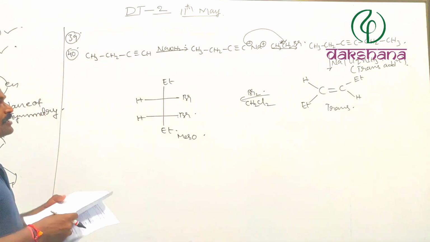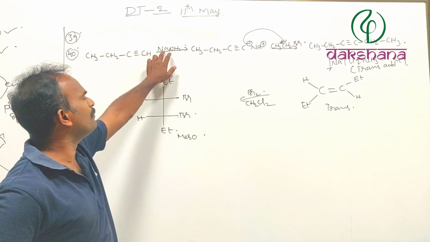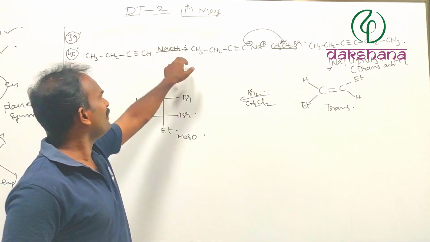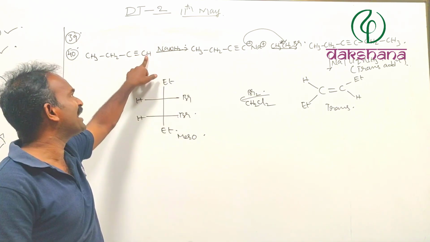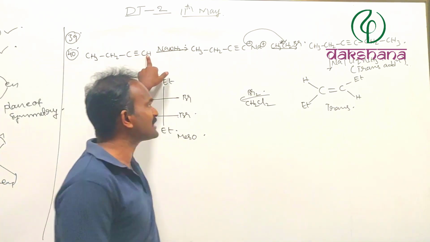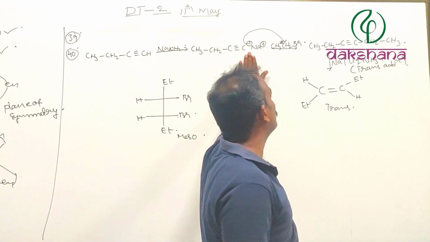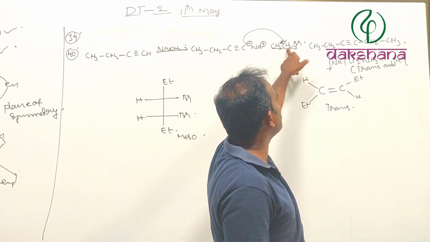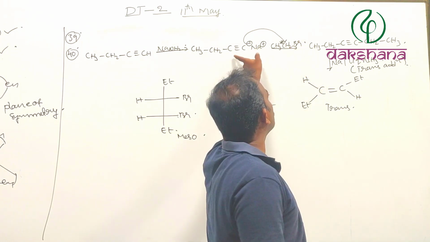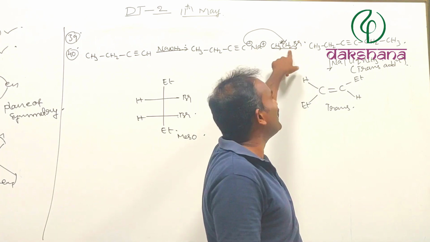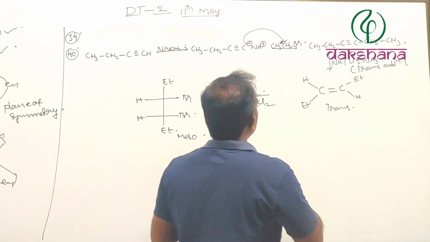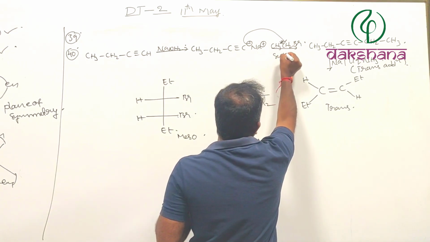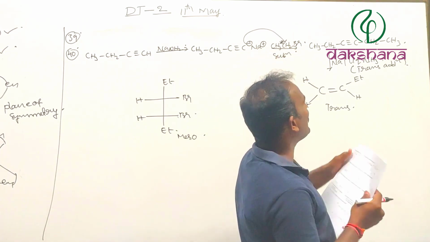So the 40th question, the option could be, yeah, right. So here what is happening? First, sodium amide we have taken. This is an acidic hydrogen because it is on an sp hybridized carbon. Therefore it is acidic hydrogen and it forms a salt, which further reacts with CH3CH2Br. Now it is not participating in elimination, it is participating in substitution. Substitution reaction takes place and it forms 3-hexyne.